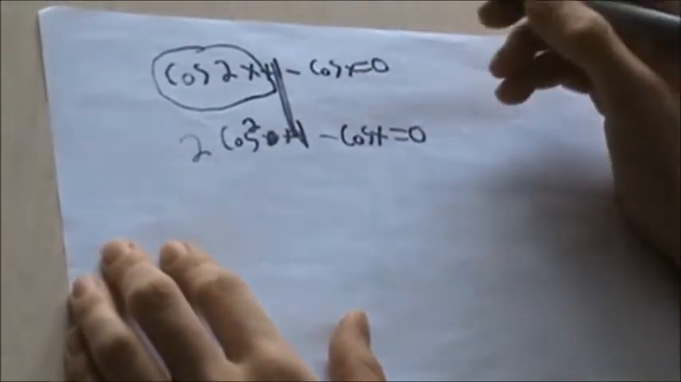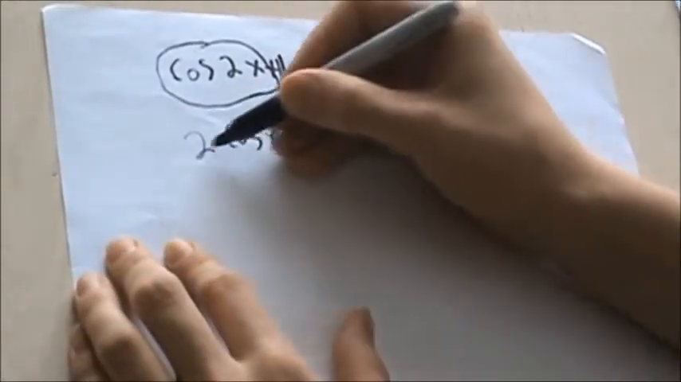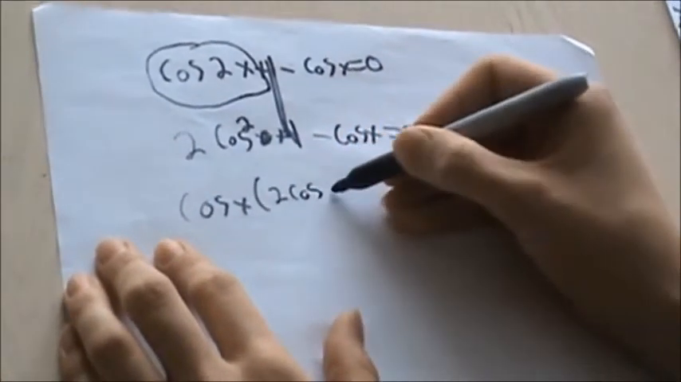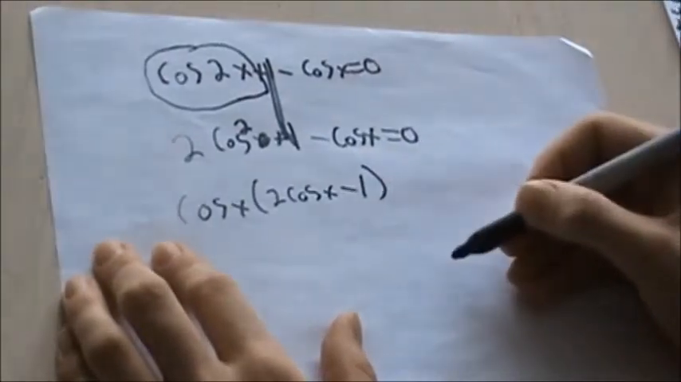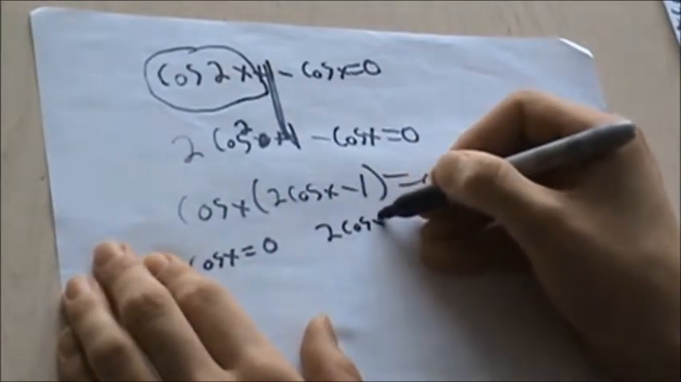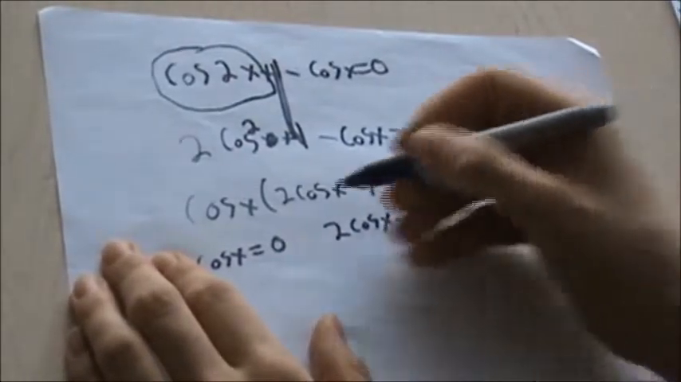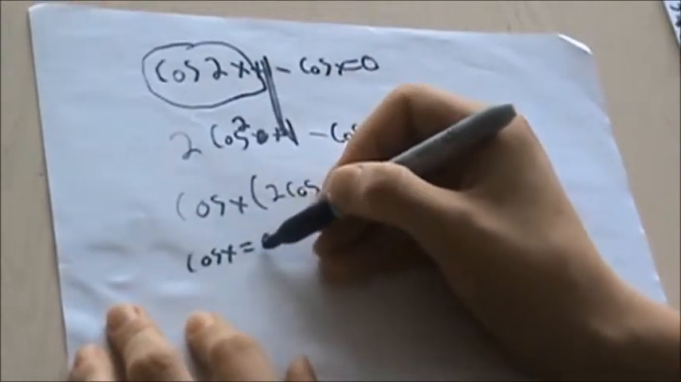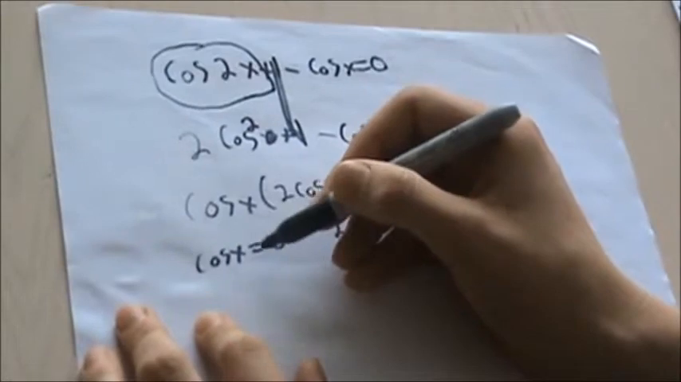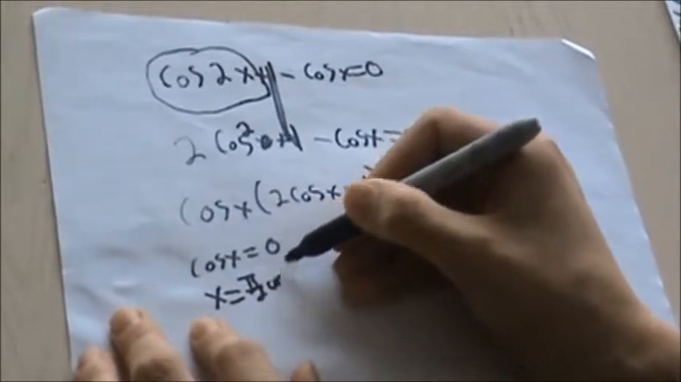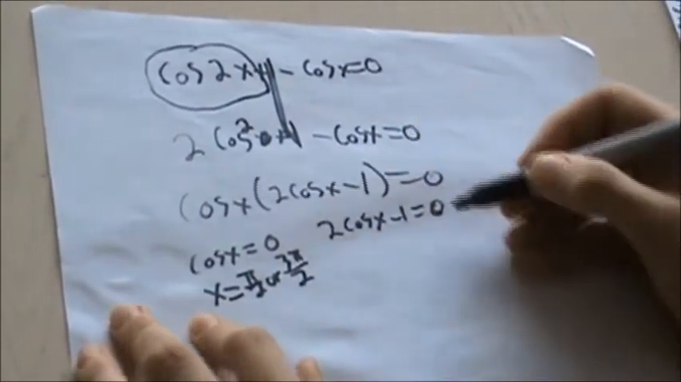Okay. Now, what I can do here is take a cos out of the formula, so I get cos x times 2 cos x minus 1 equals 0. So now I can just set these both equal to 0. So cos x equals 0, and 2 cos x minus 1 equals 0. Starting with this one here, cos x equals 0 means that where cos on the unit circle equals 0, x will be equal to pi over 2, or 3 pi over 2 in the range you gave me.